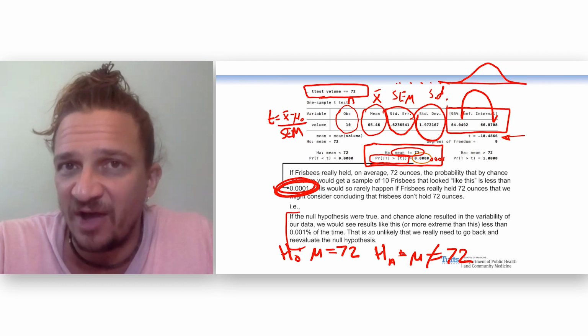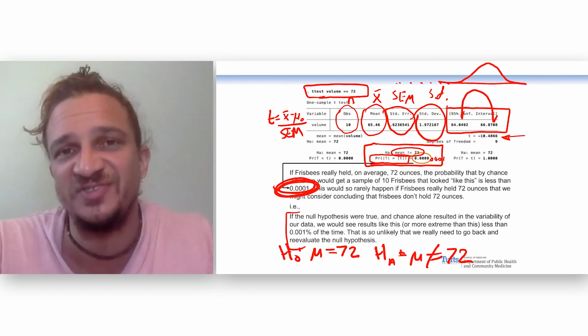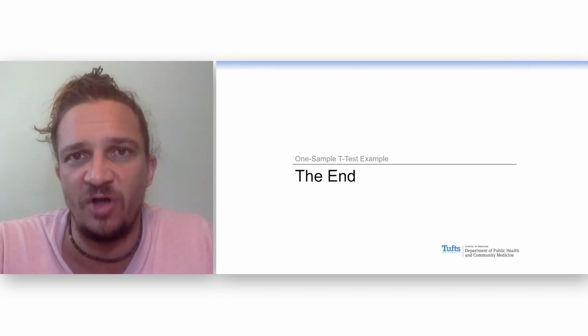What we can do with our p-value is compare it to some standard, some sort of standard of evidence. And that's going to be called the alpha level.